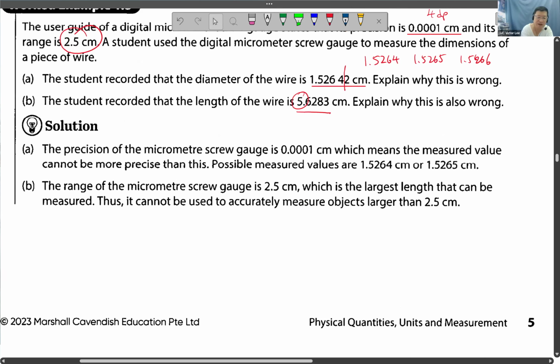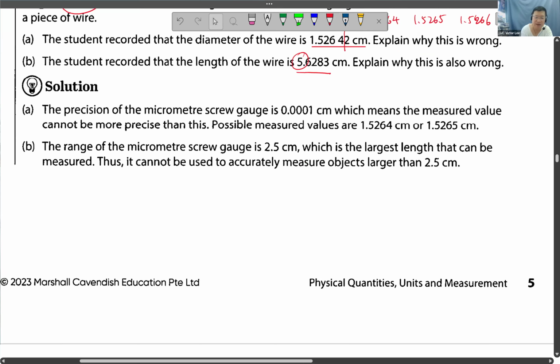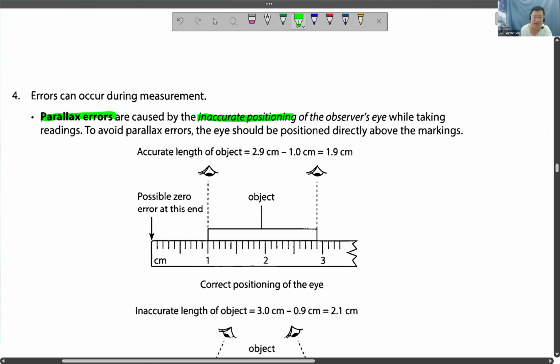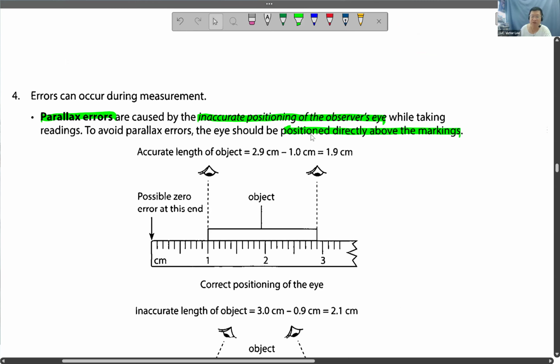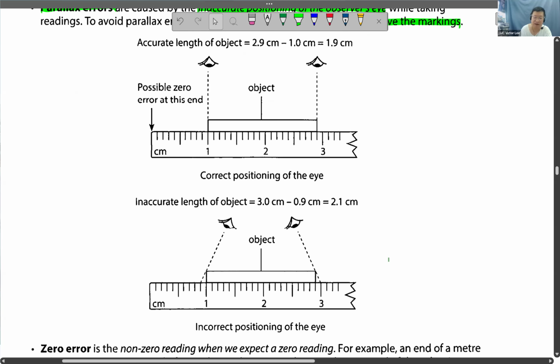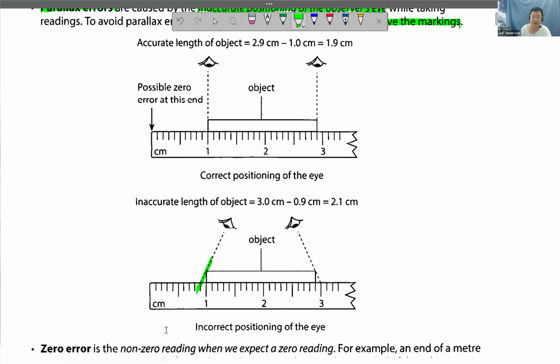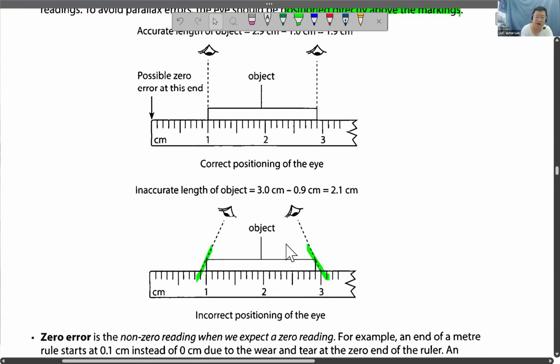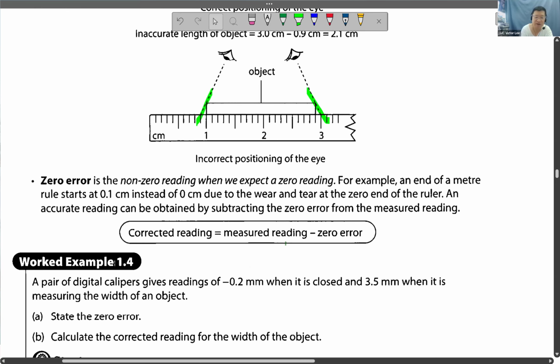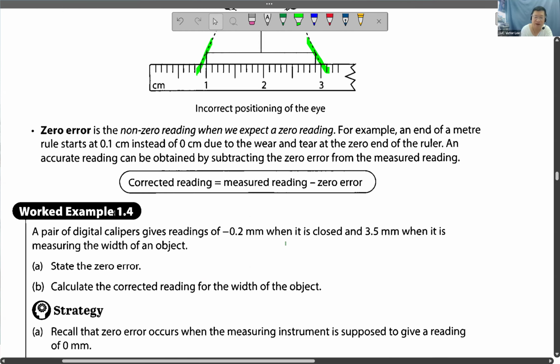Okay, parallax error. Parallax error is the inaccurate position of the observer's eyes. So you must be positioned directly above the marking. So the keyword is the eye should be positioned directly above the marking. Okay. If you look from any angle, the reading is not accurate anymore. Okay. And the zero error is an error of the machine. A non-zero reading when we expect a 0. So they call it zero error.